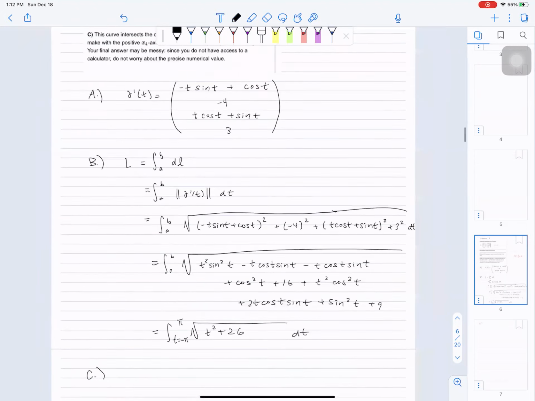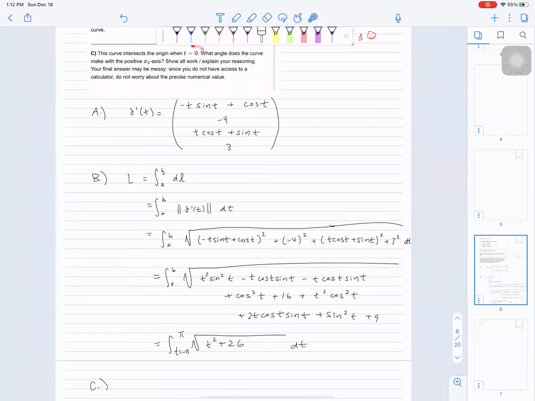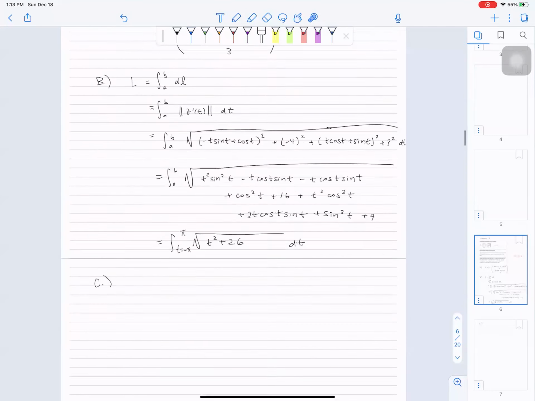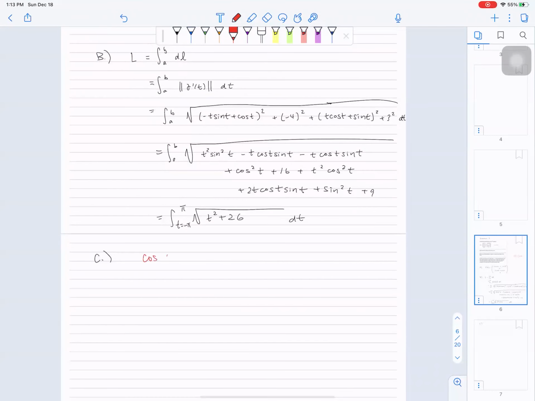Okay, part C. This curve intersects the origin at t equals 0. What angle does the curve make with the positive x4 axis? Okay, so in order to find the angle between two vectors, I know that formula, right? That's cosine equals dot product over the lengths. So let me write our formula. Cosine theta equals u dot v over the length of u times the length of v.